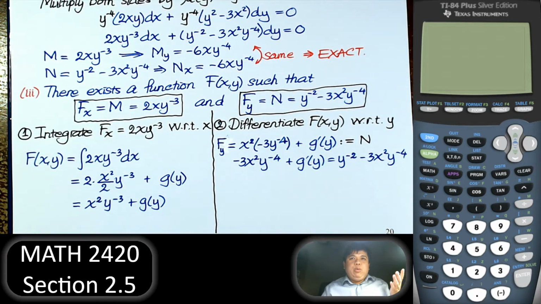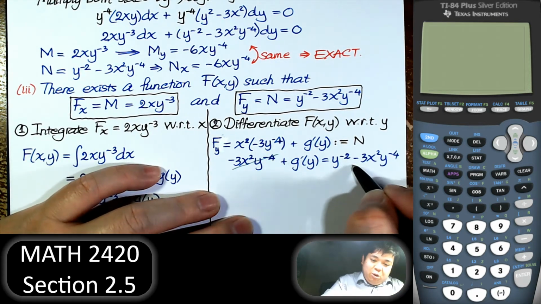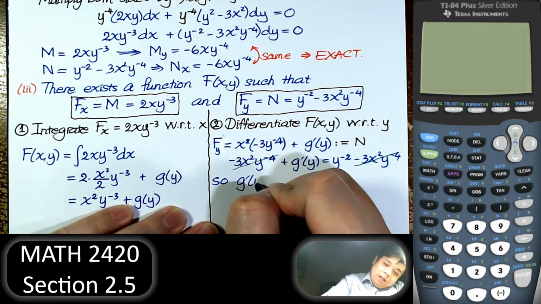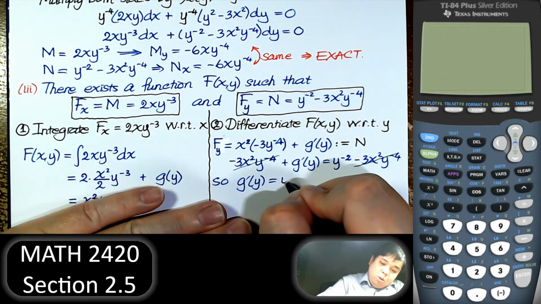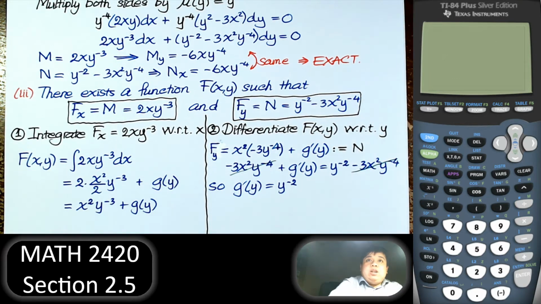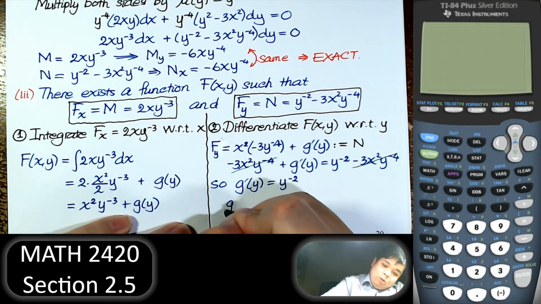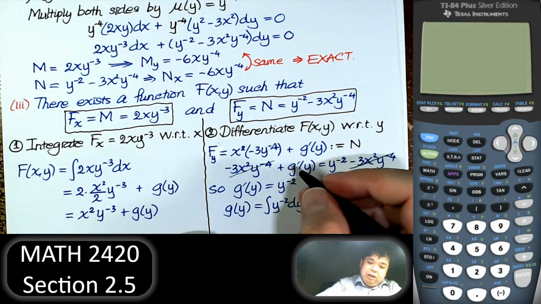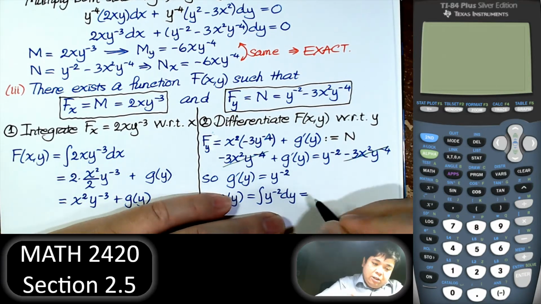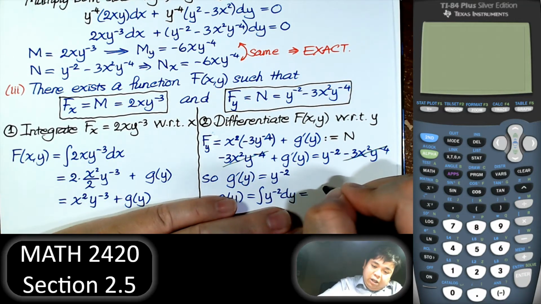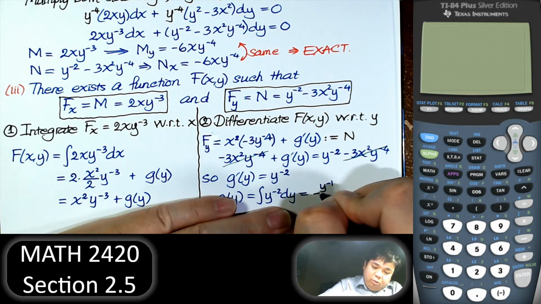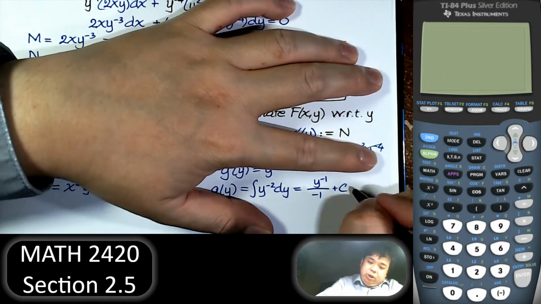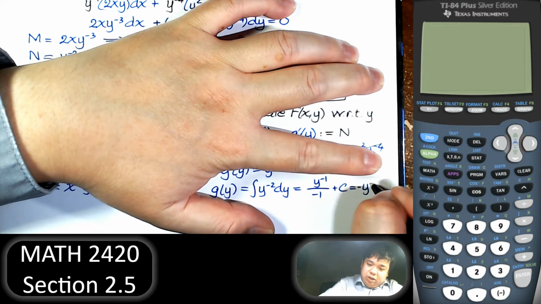Right. And usually if we do this correctly, there should be something to cancel on both sides, and we do. So g prime of y is equal to y to the negative 2. Now we just need to integrate this to get g of y. So g of y is equal to the integral of y to the negative 2 dy, and that gives us y to the power increased by 1, over negative 1, plus c. We can say that is equal to negative y to the negative 1 plus c.